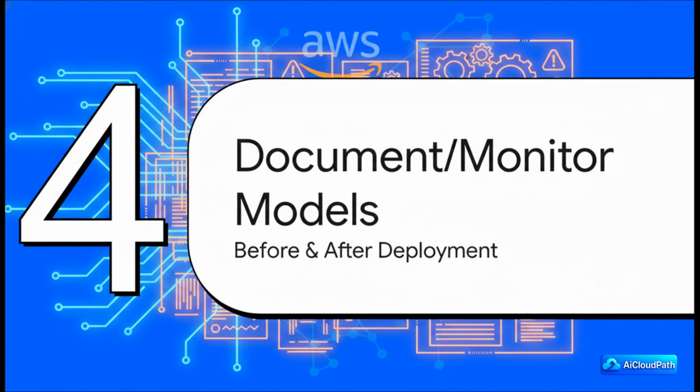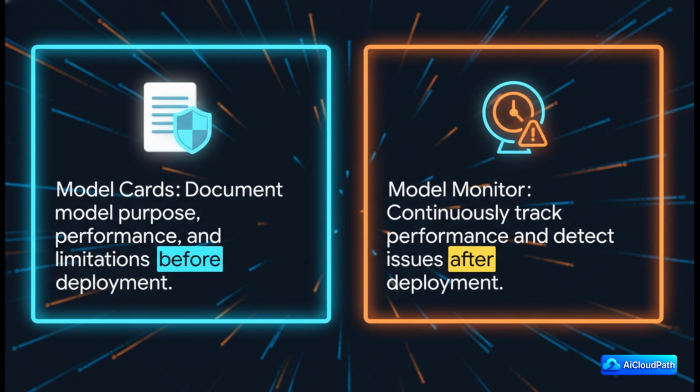Okay, so let's recap. We've got clean data thanks to Ground Truth. We've got a way to check for bias and explain things with Clarify. What's next? Well, now we've got to govern the model itself. And this is really a tale of 2 parts: what you do before you deploy and what you do after. I really like how this is laid out so clearly.